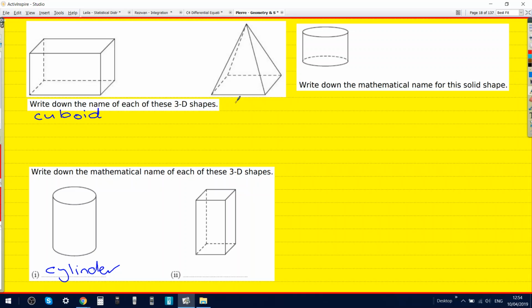So it's not a prism. It's not a pyramid. Pyramid. Oh, okay. Yeah, that's it. Pyramid.